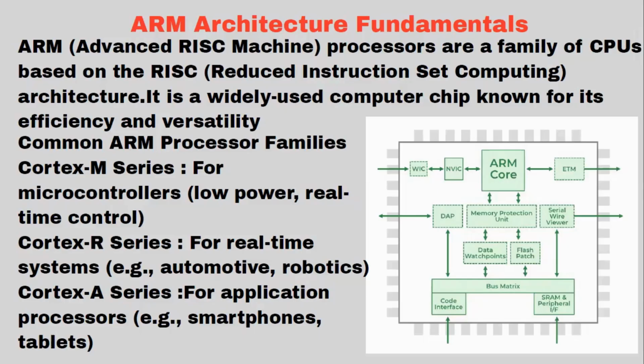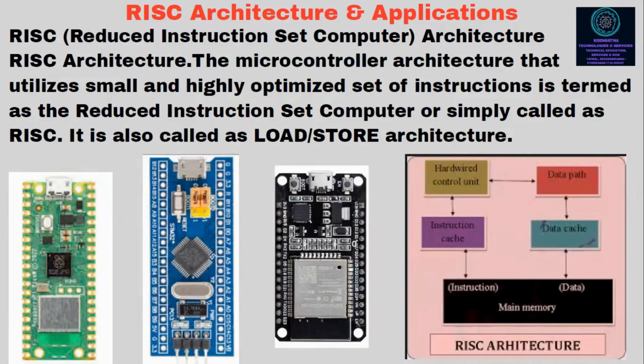The Cortex-R series is also there, for real-time systems, automotive, and robotics, and there is the Cortex-A series for application processors, used in smartphones and tablets. So the Cortex series and other series are advanced RISC machines. Here is a little architecture of how the ARM core works. This block diagram will give you an idea about ARM architecture fundamentals. Now we'll come to the third one, the RISC architecture and application.